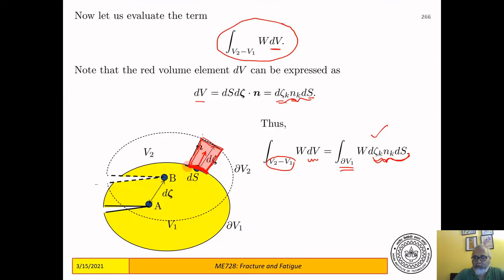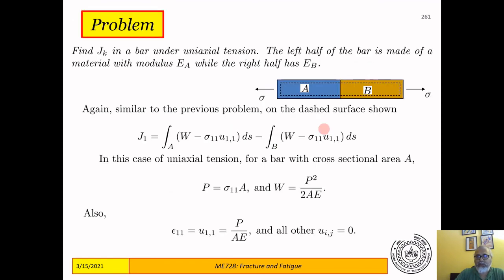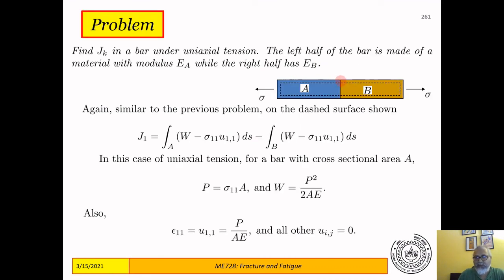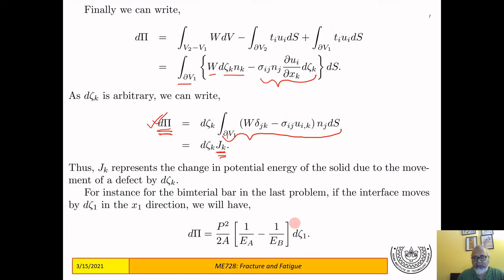And therefore, in this problem where we had calculated J1, remember, this was the problem that we had, and we had calculated J1 to be P square by 2A, 1 minus EA, 1 minus EB. So the change in energy, if this interface now moves by ds1 in the one direction, then the change in energy of the system d pi would be j1 ds1, and that is written as here. I have taken zeta 1, not s1, zeta 1. So j1 d zeta 1 would give you d pi for that problem. So that's what is given here.